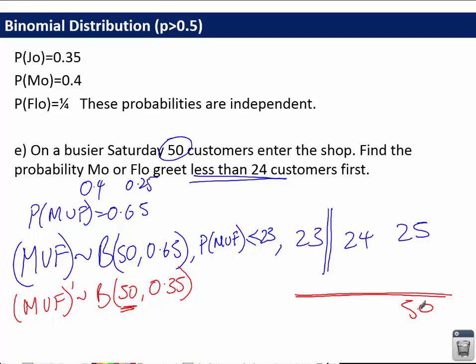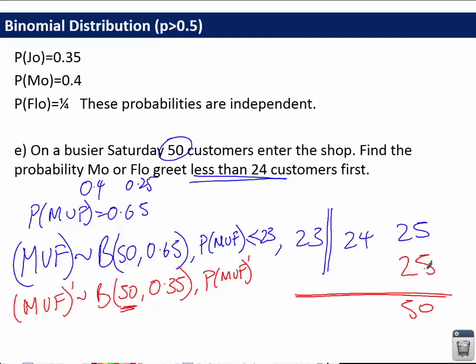So 50 trials occur here, and we know that 25 trials occur when Mo or Flow happens. When Mo or Flow does not happen, there must be how many, Mr. Rashid? For that one, there should be another 25. 25 and 25 gives us 50.